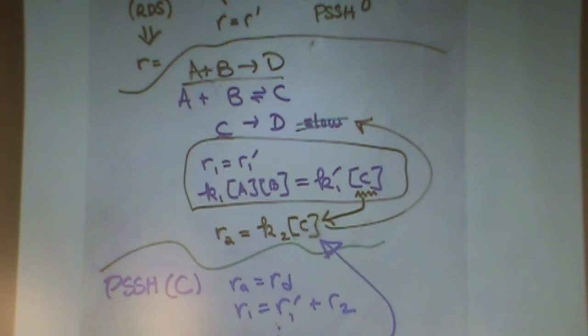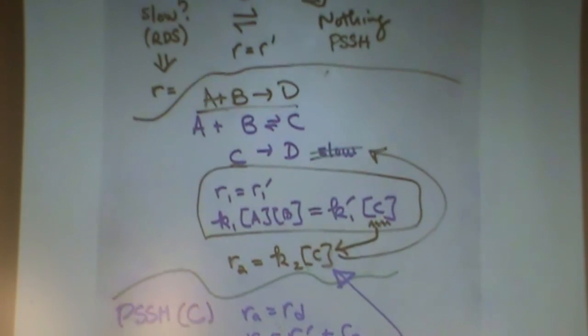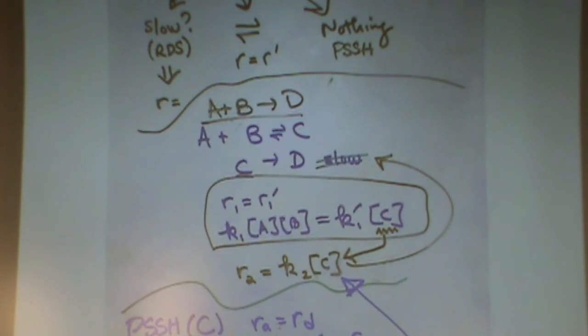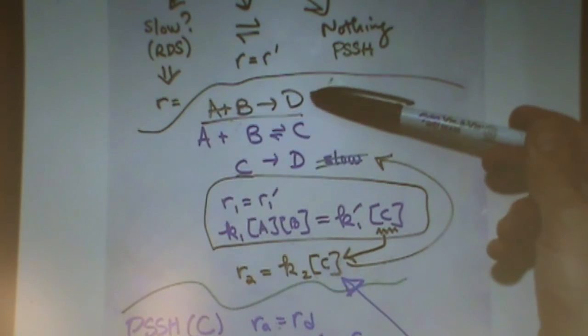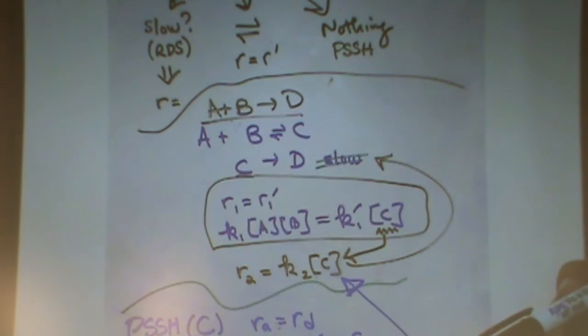Yeah? After we solve for C using the PSSH, how do we know to plug it into rate 2? Okay, good. There's a couple ways you could have known that. One is, if I don't tell you anything, you're going to pick the rate that has the product, or products, in it. And the one that has the product, D, is rate 2.